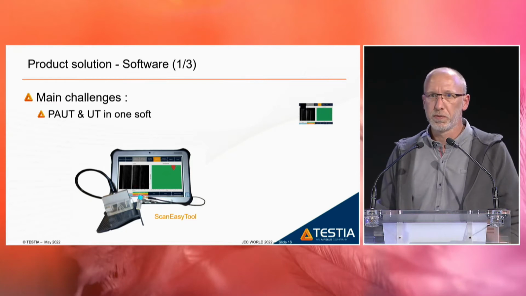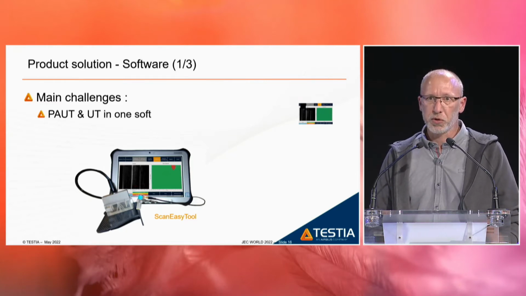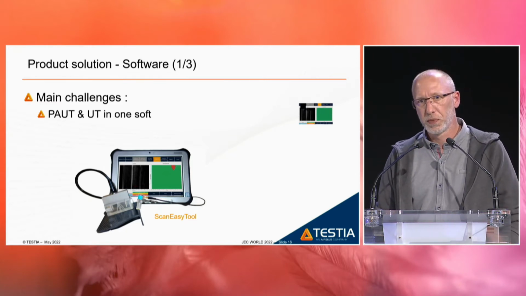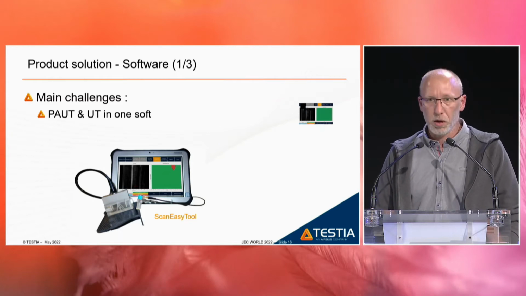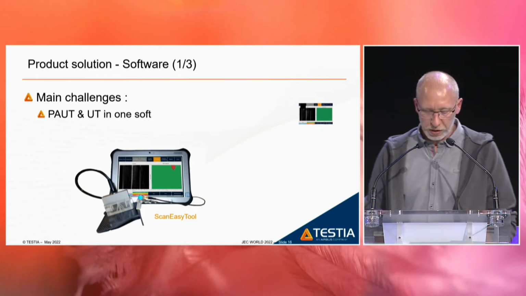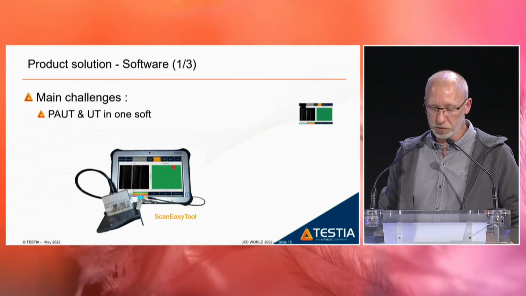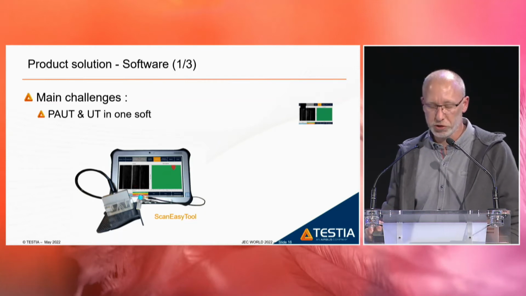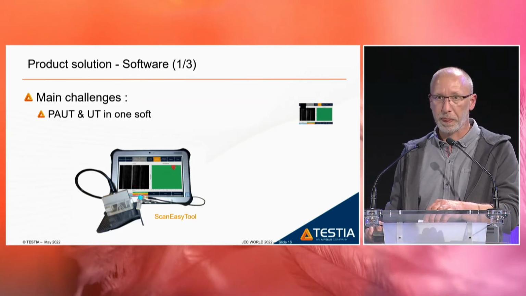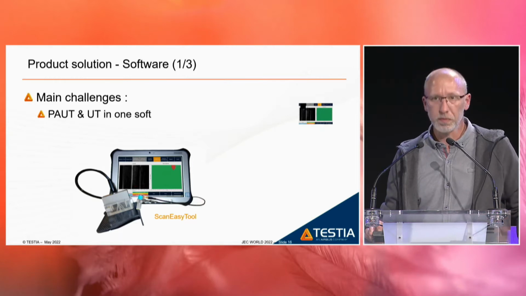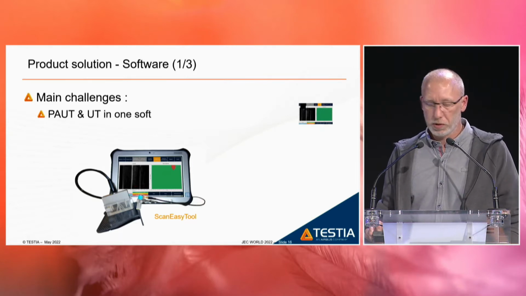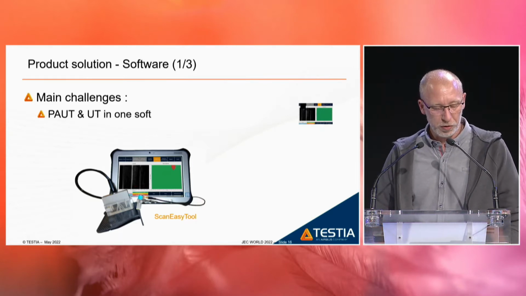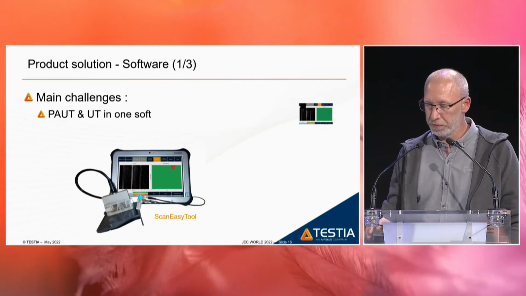Actually, we can't use both in the same software. It means we have to use two devices, or one device, but do many operations for an inspection, such as calibration, for example. In the next movie, we will see how we can switch between fast array and conventional UT.